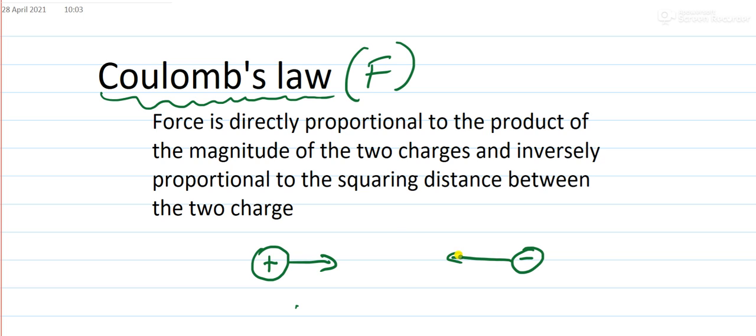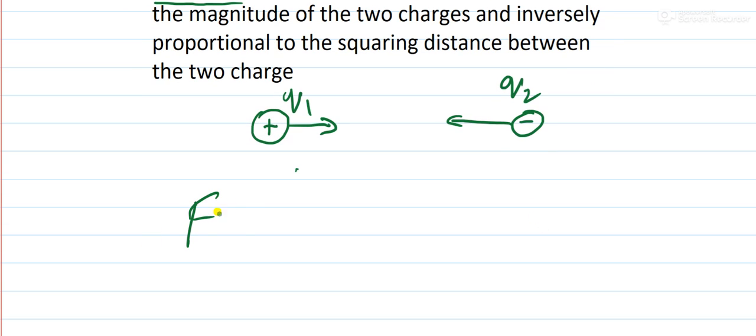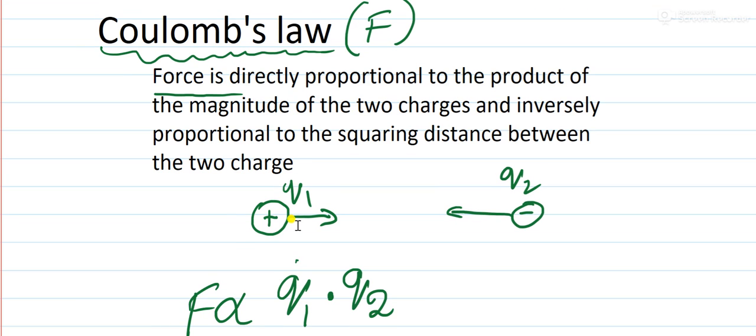The force of attraction or repulsion is directly proportional to the product of the two charges. That's the first statement you should explain. Product means you can write it as a dot. So force is directly proportional to the product of the magnitudes of the two charges. Product represents multiplication between q1 and q2, and inversely proportional.